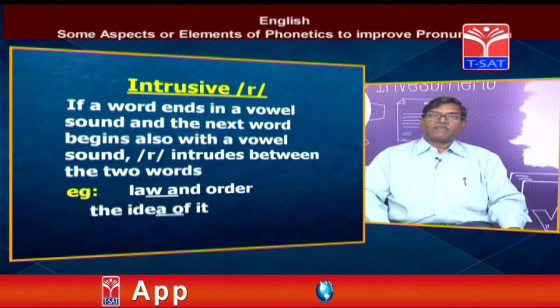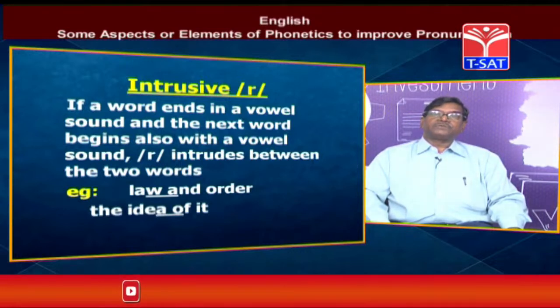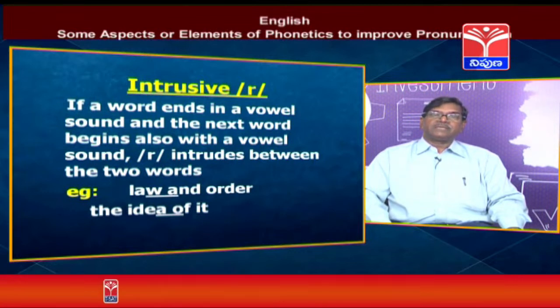Okay? This kind of R is called linking R. Intrusive R. If a word ends in a vowel sound and the next word begins also with a vowel sound, R intrudes between the two words. For instance, low.